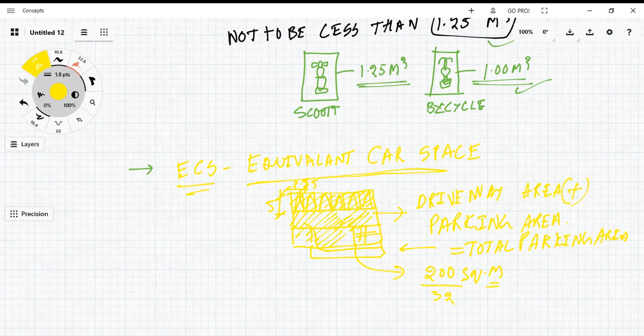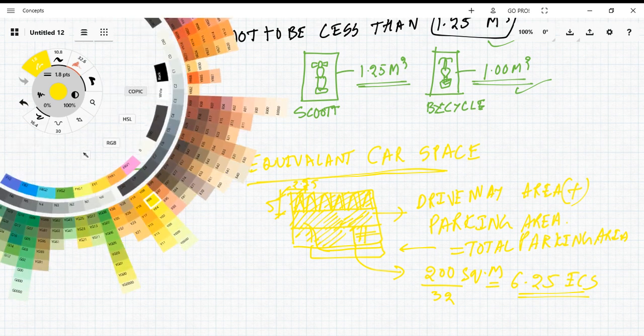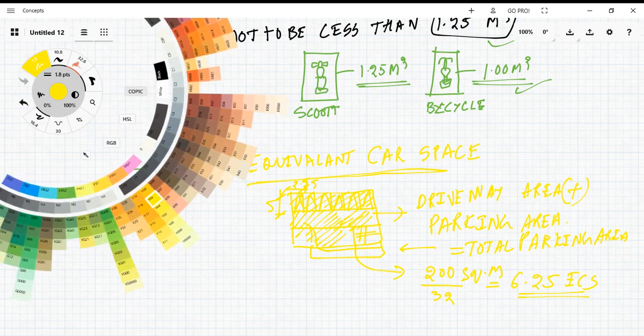How much do I get? Take the calculator and do it. 200 divided by 32, how much, guys? 6.25. That means 6.25 ECS. This is 6.25 ECS. Likewise, we have to calculate the ECS, guys.